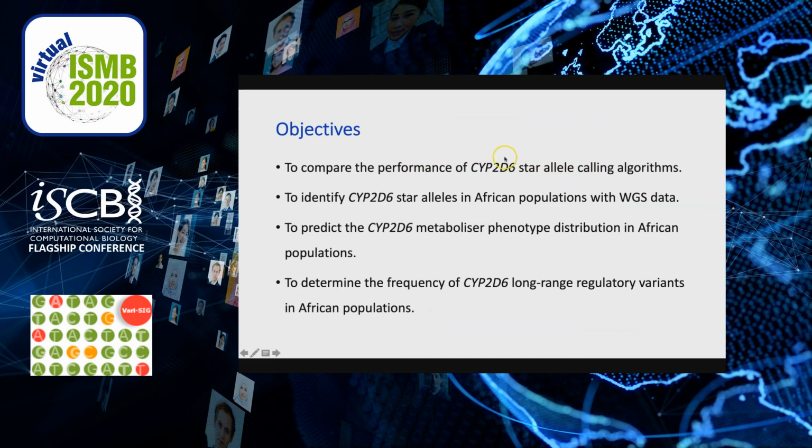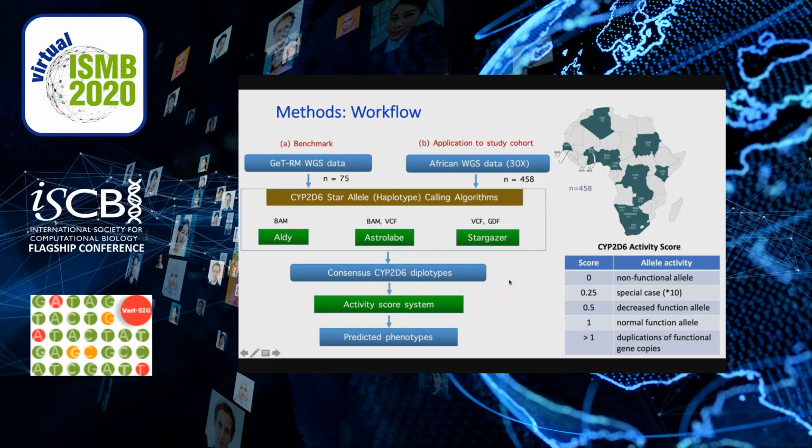So our objectives were to compare the performance of CYP2D6 star allele calling algorithms, and then to identify CYP2D6 star alleles in African populations using whole genome sequence data, and then to predict the CYP2D6 metabolizer phenotype distribution in African populations, and also determine the frequency of the regulatory variants in African populations.